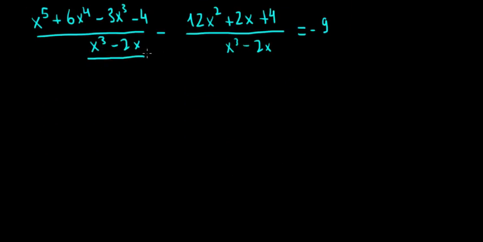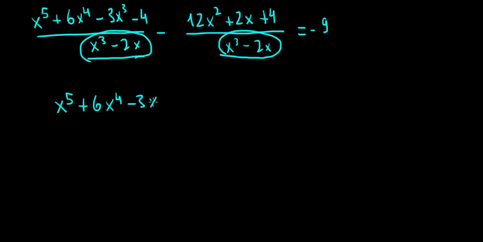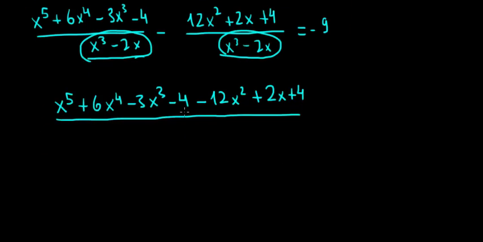these things are the same. Let's write everything as a fraction. x to the power of 5 plus 6 times x to the power of 4 minus 3x cubed minus 4 minus 12x squared plus 2x plus 4 divided by x cubed minus 2x equals minus 9. Now let's see what happens here. We have minus 4 and plus 4. They cancel out.